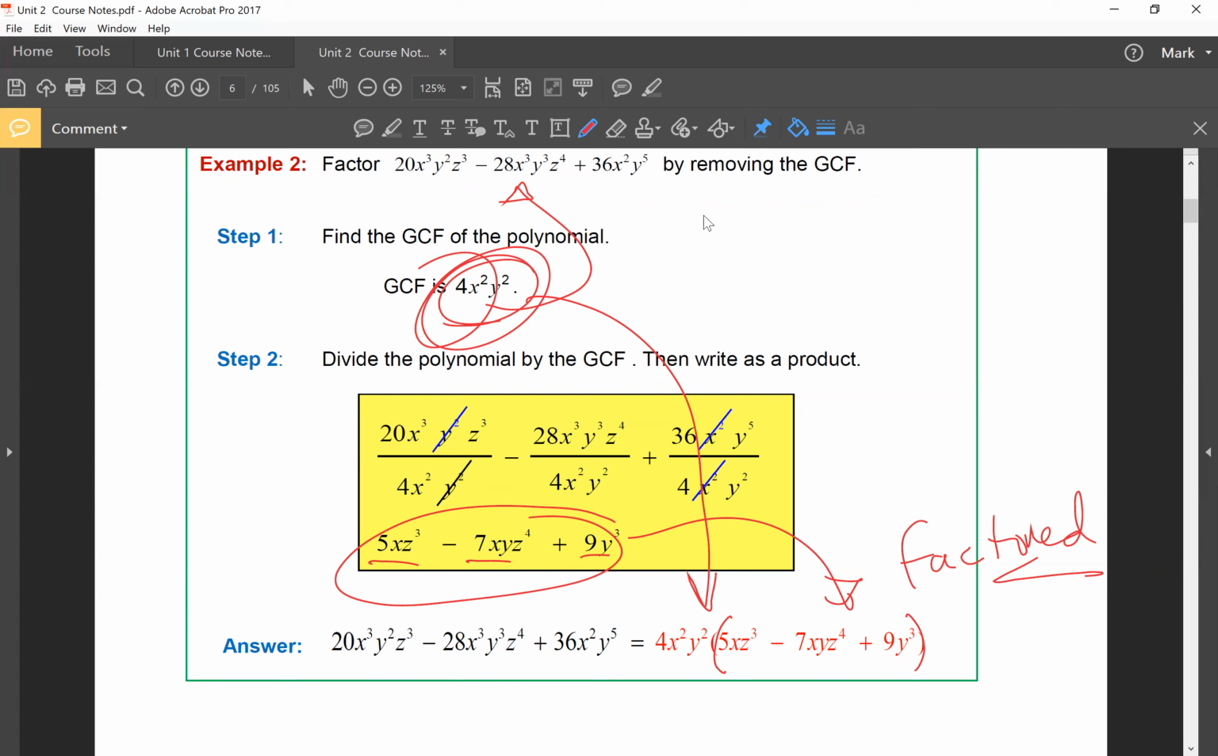The GCF should be included with the answer? Yes, 100%. Okay. So we have the GCF, and then we have the factored answer next to it. 100% you need the GCF.